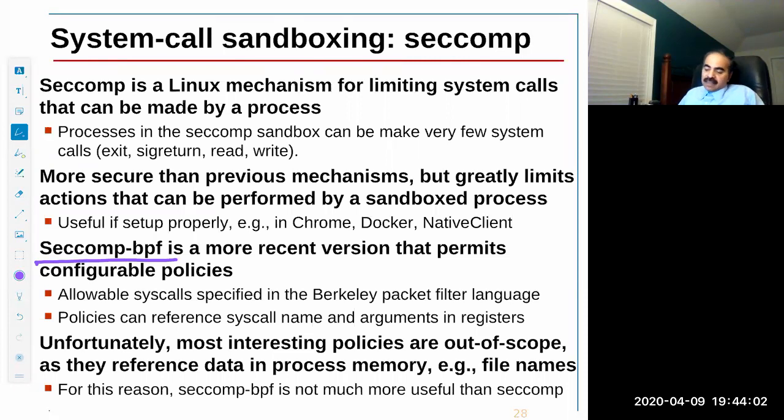Seccomp BPF is a more recent version that allows more configurable policies, and we have talked about this before, but still they are limited in the sense that they can only refer to system call name and arguments that are in the register. But most policies that you want to enforce would want to refer to, say, the name of a file that's being opened. But unfortunately, this is not something you can do with seccomp BPF.